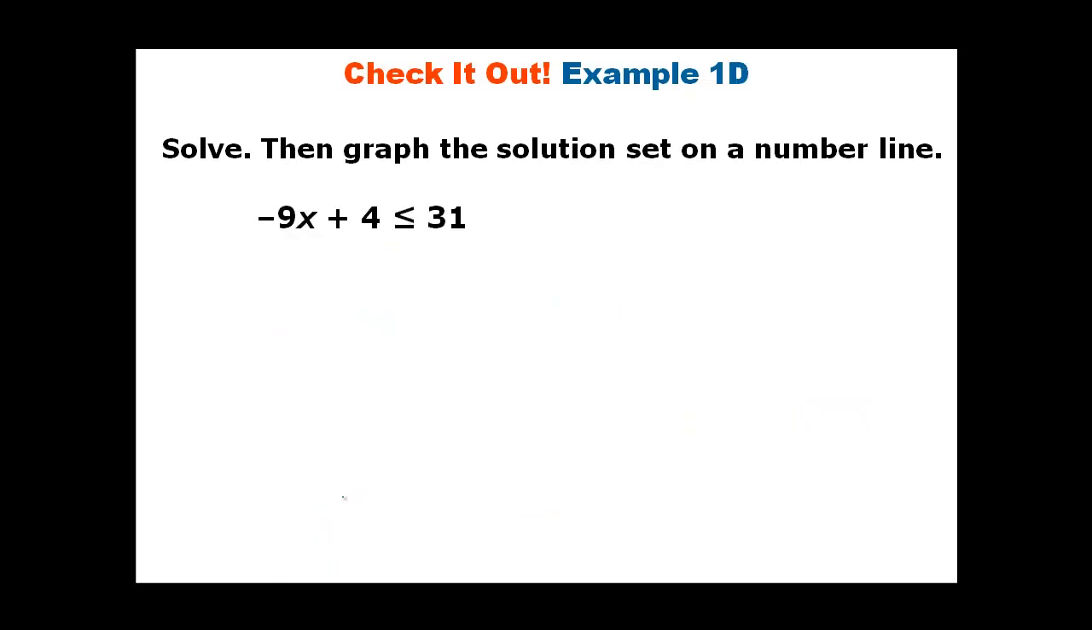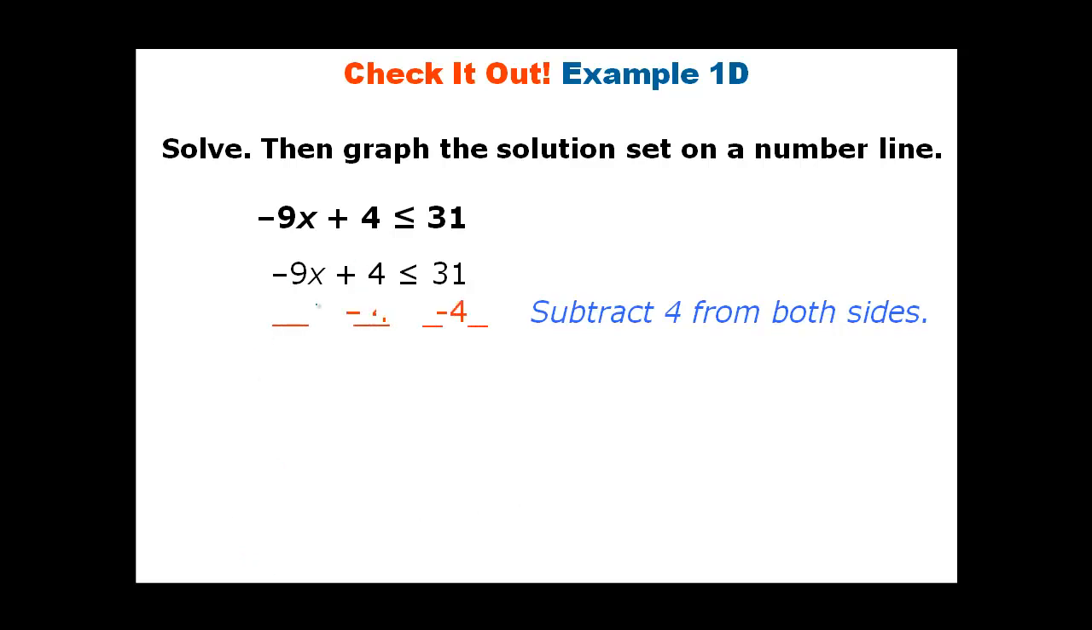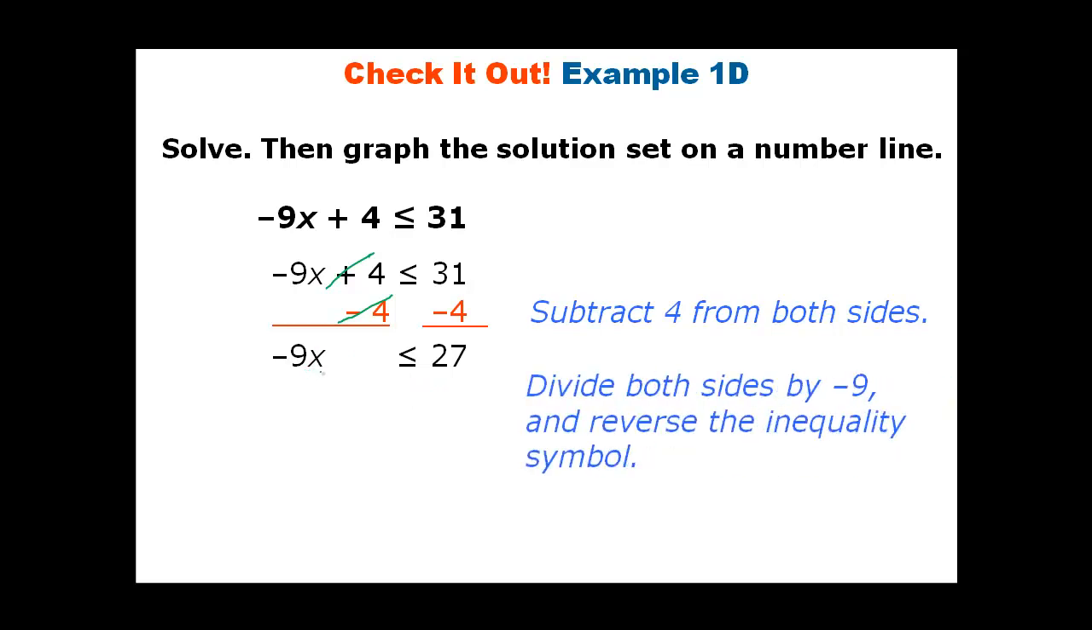Next question, we have negative 9x plus 4 smaller than or equals 31. First, subtract 4 from both sides. Okay, so when we subtract 4 from both sides, 4 will go out with 4, so negative 9x smaller than or equals to 31 minus 4, which is 27. And then we will divide both sides by negative 9.